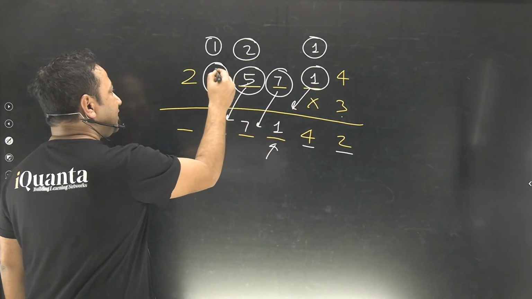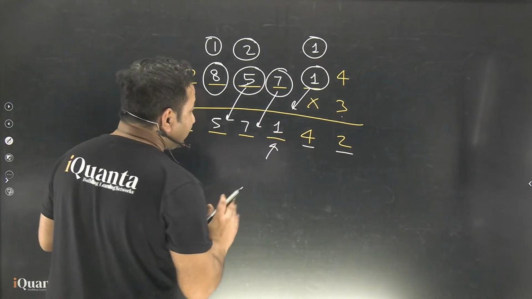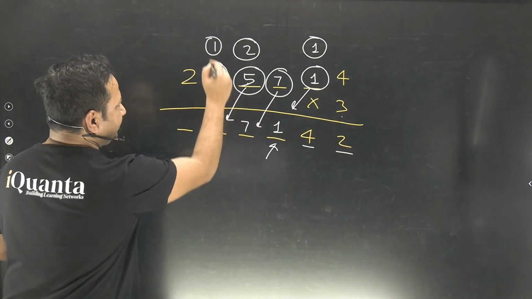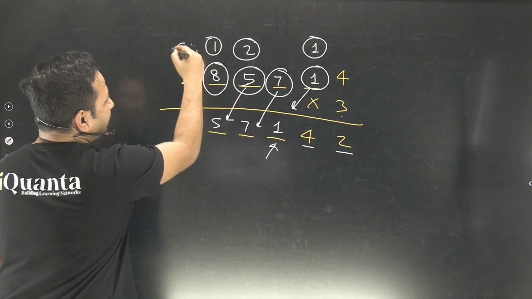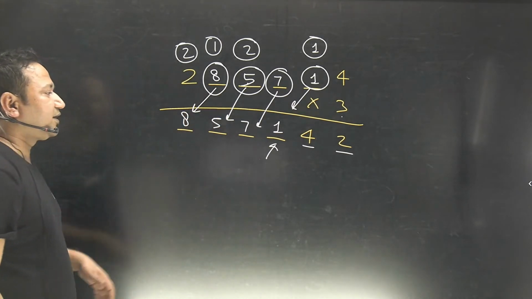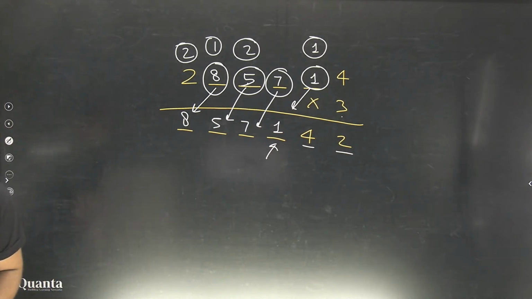3 8s are 24 plus 1 is 25, and we got our number. Let's check, are we correct or not? 3 8s are 24 plus 1 is 25, 5 stays and 2 is carried forward. 3 2s are 6 plus 2 is 8. Wow, it is the same number as this. That means our product is correct, and 8, 5, 7, 1 are the digits.